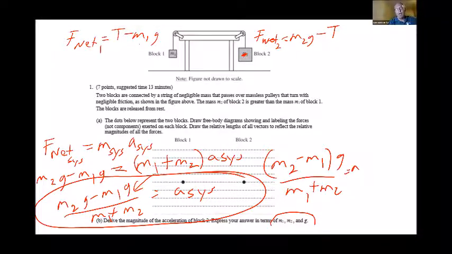I could solve for T in one of these equations, whichever one I needed to solve for, and then substitute that into the other equation and solve for acceleration that way. So two completely different ways of working the problem. You'll get the same answer either way you do it. Question so far?